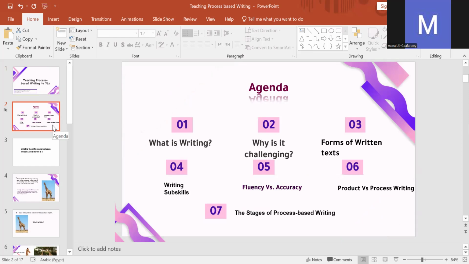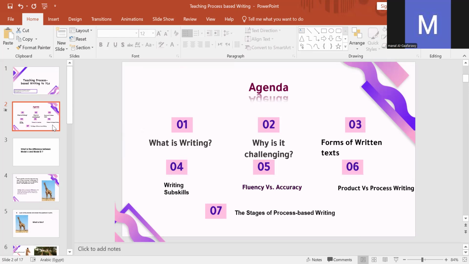First, we'll be handling what writing is, why it is challenging, and the different forms of written texts. I'll also be touching on the writing sub-skills that we need to be aware of and need to convey to our students. Then I'll move on to very significant concepts in the teaching of writing, which are fluency and accuracy and how they relate to writing.